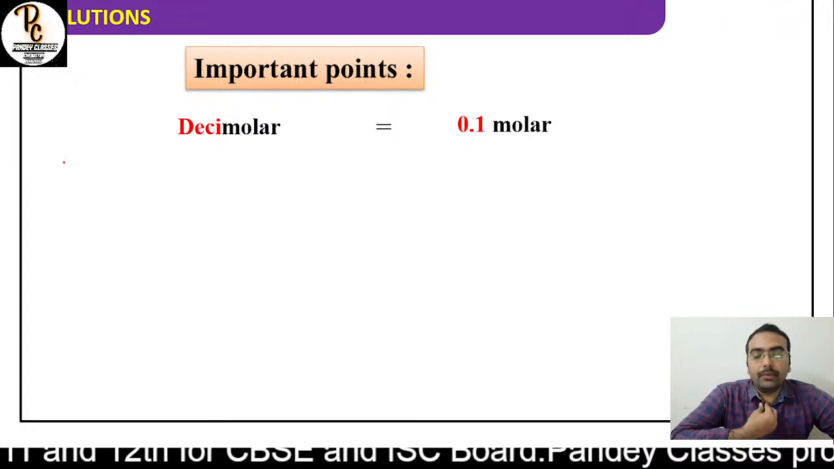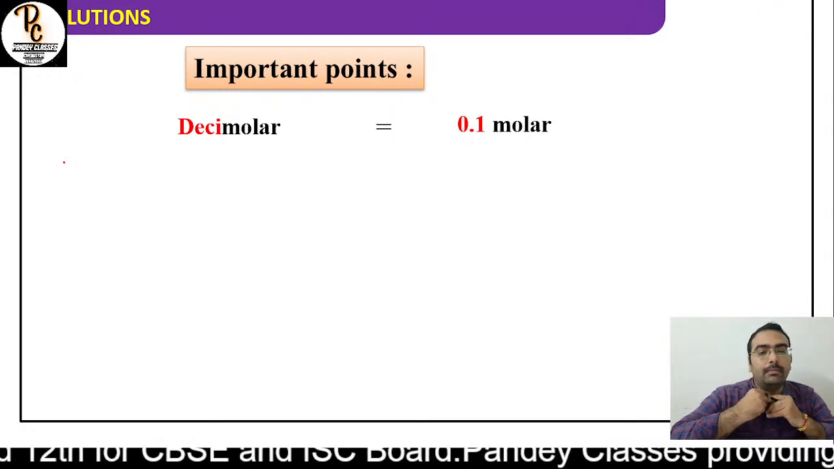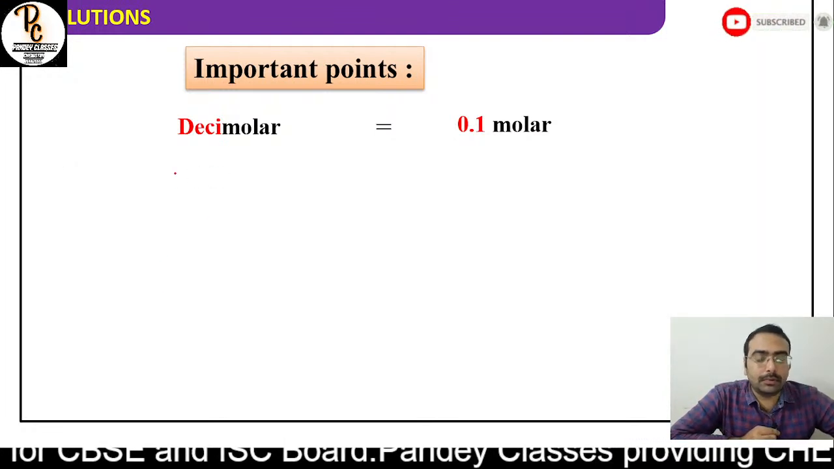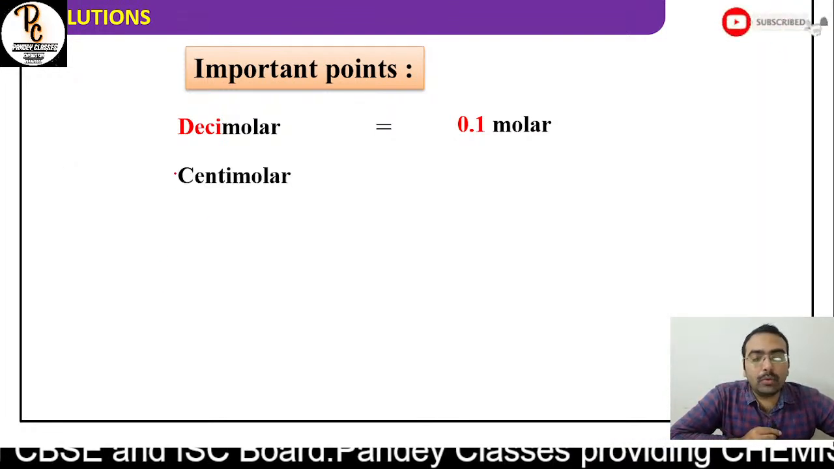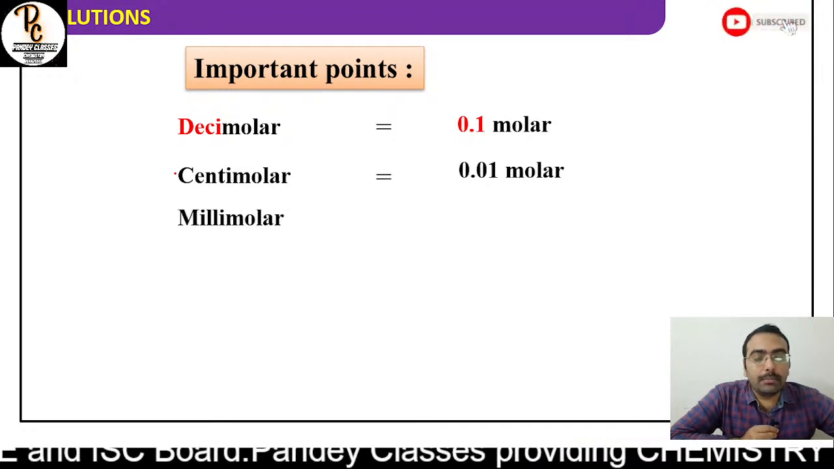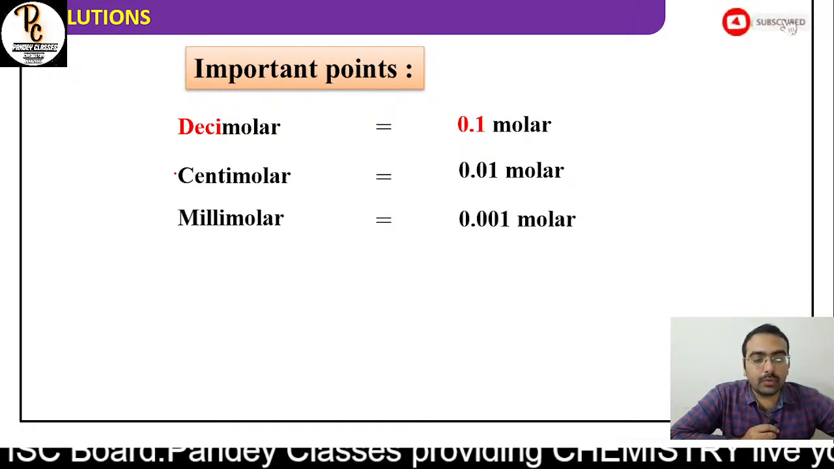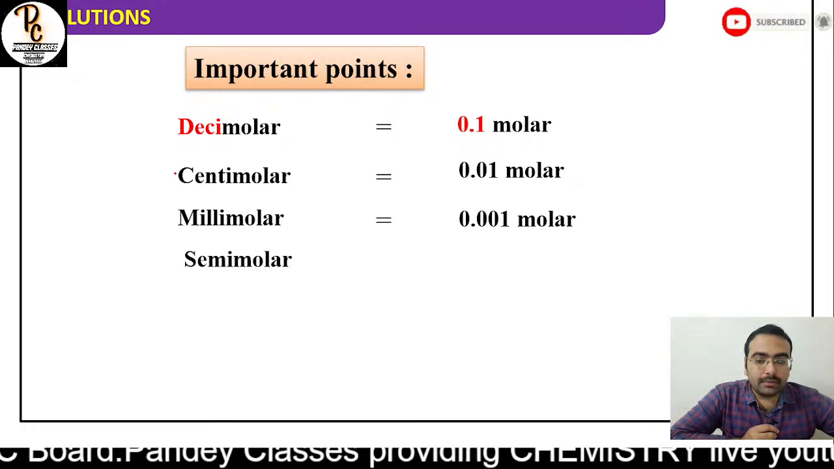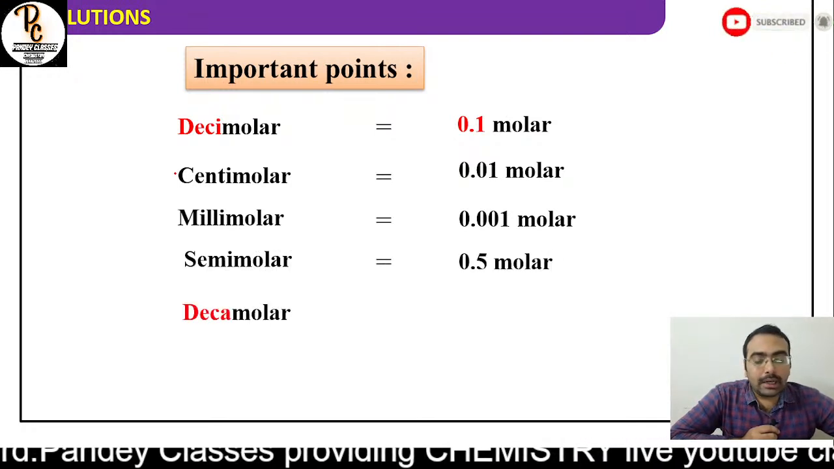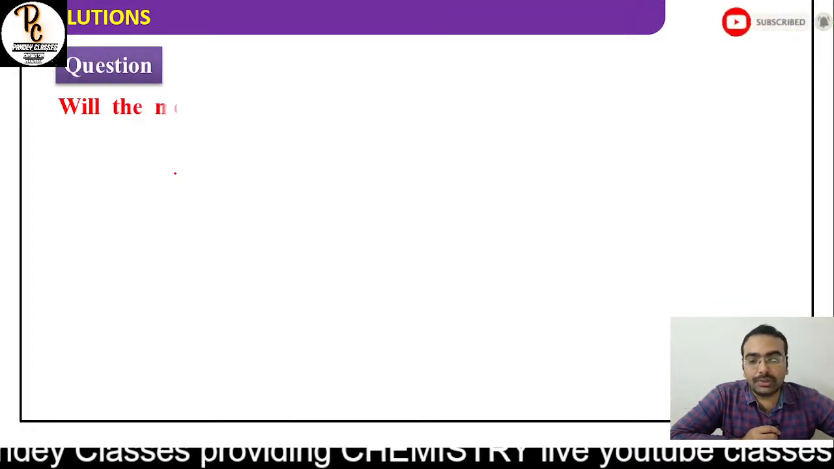Next, centimolar. So centimolar is what? Centimolar is 0.01 molar. Millimolar, we all know, will be 0.001 molar. Then we have semimolar. Semimolar, we all know, is 0.5 molar. Decamolar means 10 molar. Then we have questions.